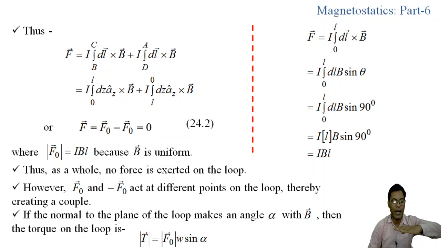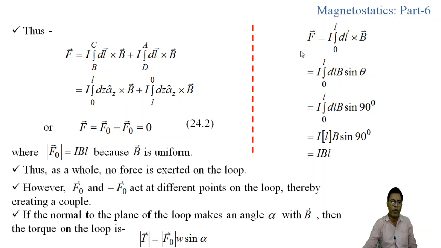Now the one important point here is that the magnetic field is in this direction, suppose, and the current loop is placed parallel to the magnetic field. Now we are considering the plane which is perpendicular to the loop. So if the normal to the plane of the loop makes an angle alpha with B, then the torque on the loop, that is the magnitude of T, equals the magnitude of force times W sine alpha.